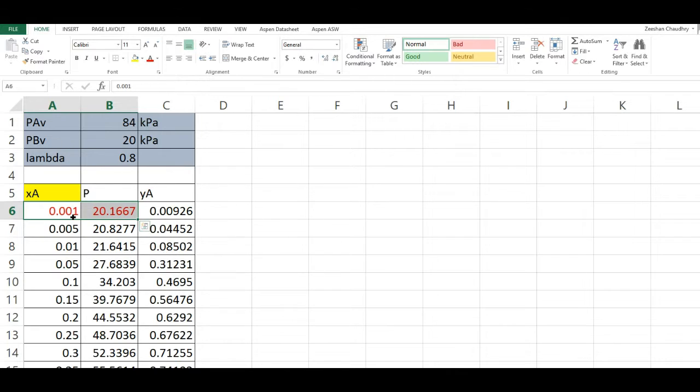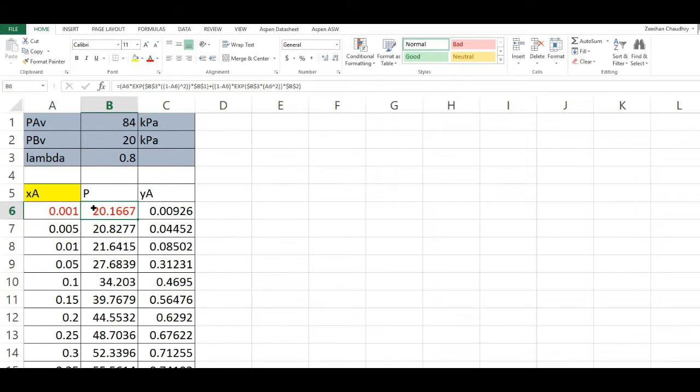As xa approaches 0, it means there is no species A present in our mixture. Instead, there's only species B. So that means xb should approach 1. As xb approaches 1, the pressure of the vapor in our system will approach the pure vapor pressure of that pure species.